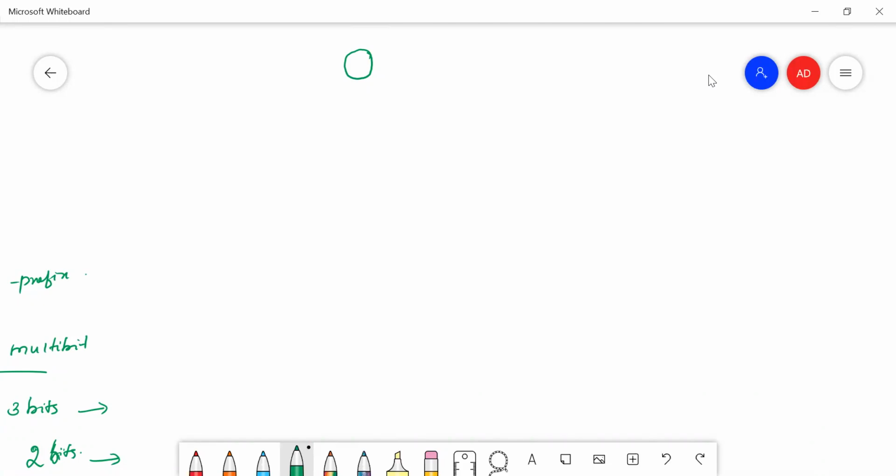So we can have 000, 001, 010, 011, then 100, 101, 110, 111. So these are the possible branches with the 3-bit combination. Right? So we have 1, 2, 3, 4, 5, 6, 7, 8. So 8 branches will be from the root node.